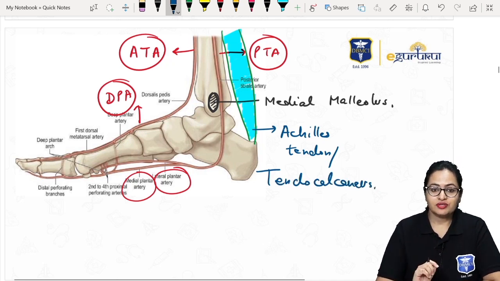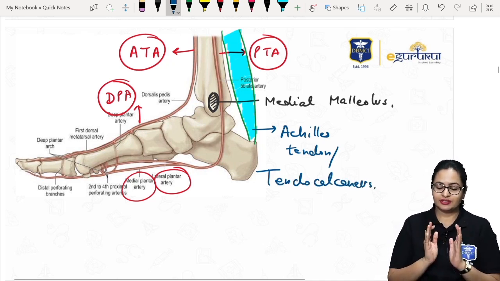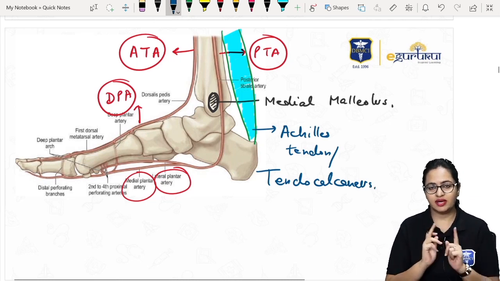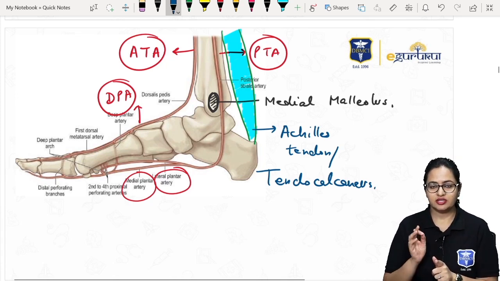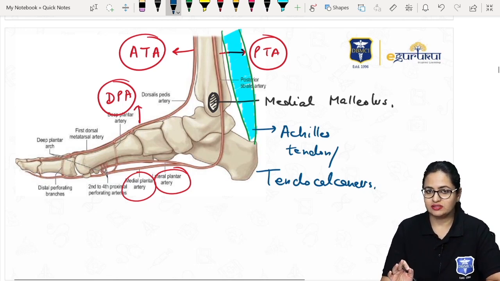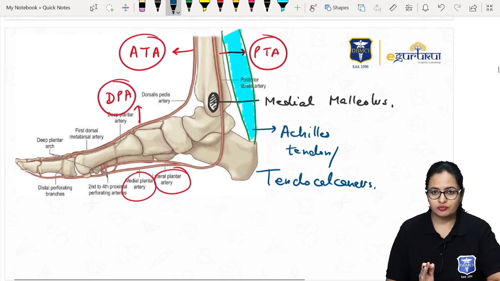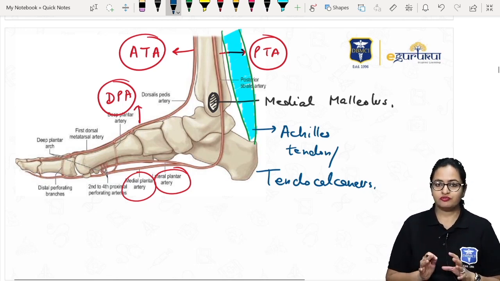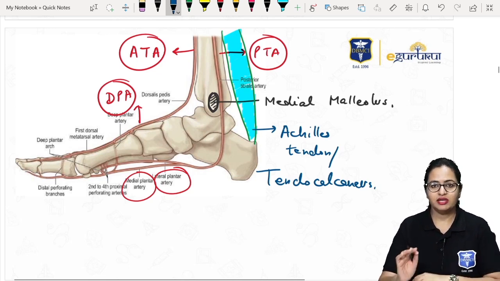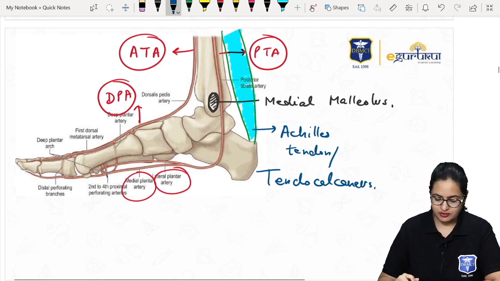Tendocalcaneus. So now if you just see this posterior tibial artery, you can very well see it is between the medial malleolus and this tendocalcaneus. To be more specific, the medial border of tendocalcaneus. So now we know the location of the posterior tibial artery, and so as to feel it, we ask the patient to slightly invert the foot, so we are able to properly palpate this artery.